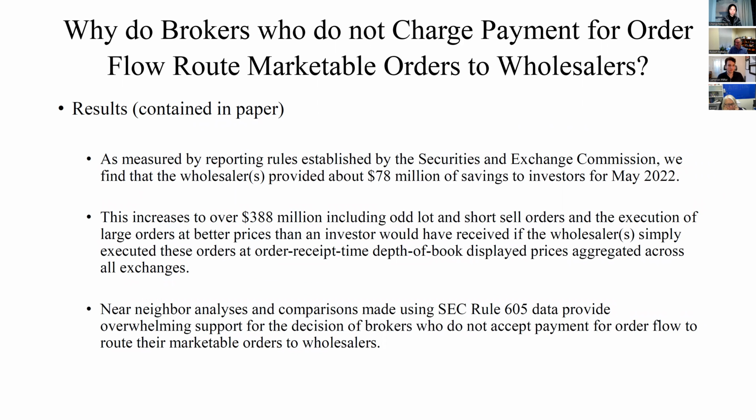I should say Jeff and Bob and I have a paper that did this. Can you place a value on the amount of price improvement relative to what you get if you walk the book? This is just an updated version of that. Then we do the nice near neighbor analysis that attempts to hold market conditions constant. All in, given today's market structure, it seems like the correct decision is to route to wholesalers if you care about execution quality.